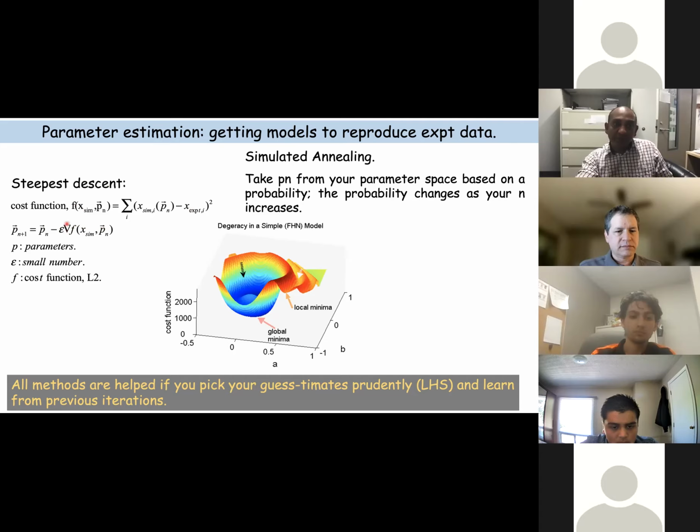If you took just the gradient of the cost function, you would be moving really fast. And so you have to use a small number to control your progress. So you have to invest some time and patience in arriving at a reasonable identification of your parameters that gives you your simulation close to your experiment. That was the steepest gradient.